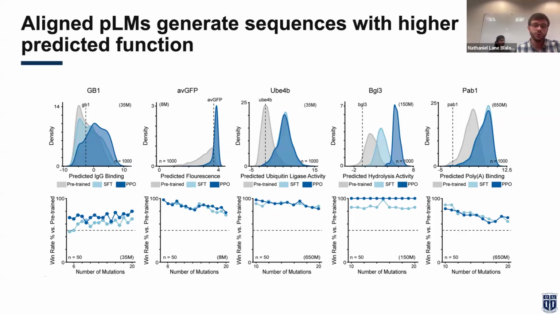And what was really cool too is that when you look at not only generating 5 mutants like we did on the first row, on the second row, we generated up to 20 mutations for all these classes. And we saw that models aligned after SFT and PPO still were outperforming the base model, indicating that we could really go quite far in terms of how many mutations we could add and have a good chance of introducing mutations that increased the protein function.